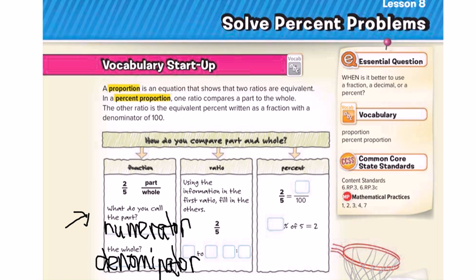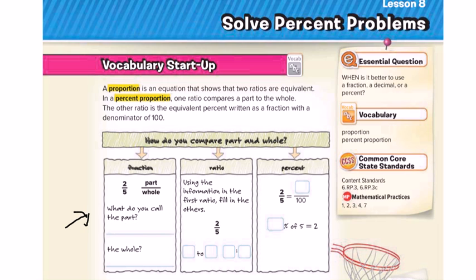So if you remember back to when we first learned about ratios in Chapter 1, we know that we can write ratios in 3 different ways. So we can write them as a fraction, 2/5, or we can write them being separated by the word "to," or we can write them being separated by a colon, 2:5.